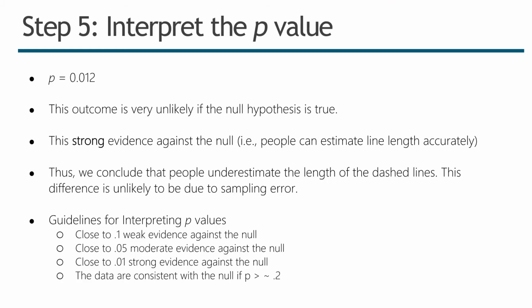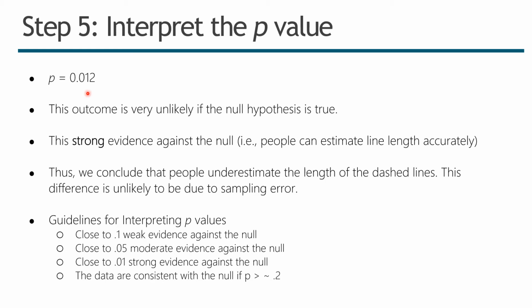Right. So the p of 0.02 here, that's a low p-value. It suggests that this outcome is really unlikely to occur if the null is true, and in fact, people can accurately estimate the length of the lines on the road, or actually know the length of the lines on the road. So this is very strong evidence against the null hypothesis. This is an unlikely outcome, which gives us strong evidence against the null. And because of this, we conclude that people are underestimating the length of dashed lines, right?